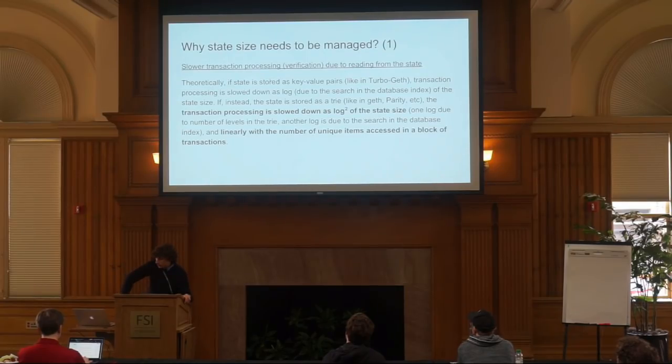So number one is when you process a transaction, you very often get the transaction reading part of the state. If the state is stored as a trie, as in Geth and Parity, then you would need logarithmic time in the size of the state to reach the node that you want. And if it's Turbo-Geth, for example, it's probably going to be some sort of linear, but most of the time, because the state is now a bit larger than your usual memory, the state will be somewhere on a disk.